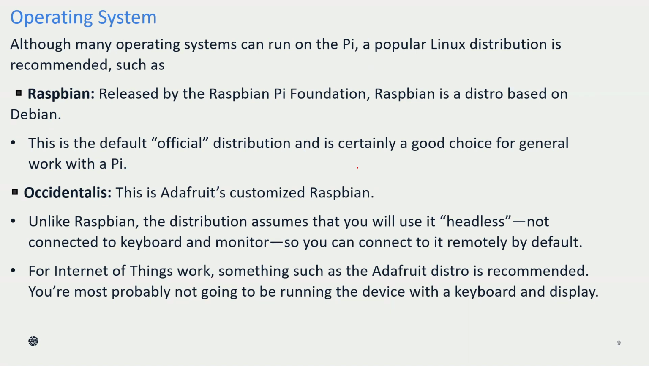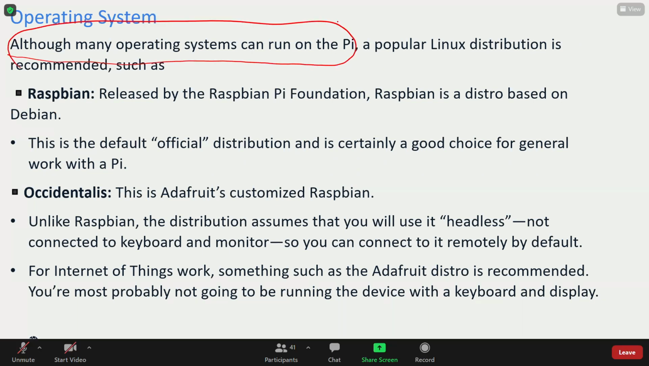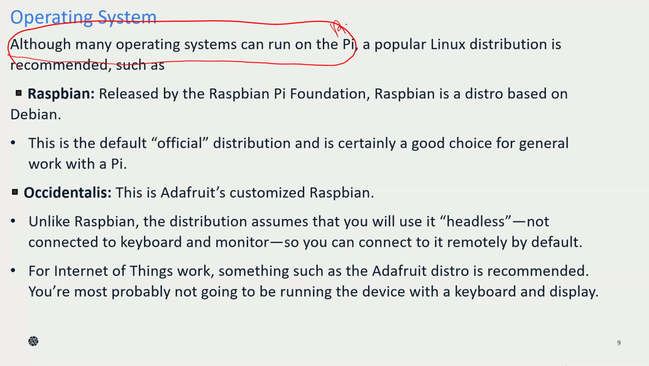If you talk about Raspberry Pi, although many operating systems can run on the Pi, meaning you can perform by installing any operating system, the founders of this Raspberry Pi have given the suggestion that the popular Linux distribution is recommended. So the Linux distribution is recommended.